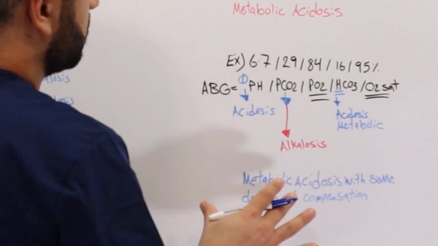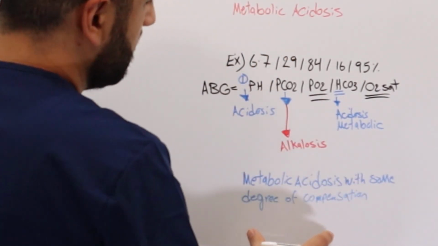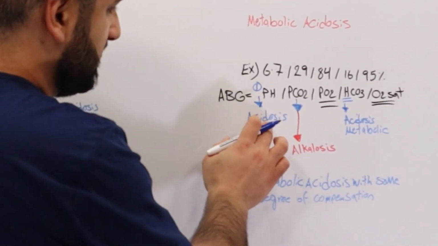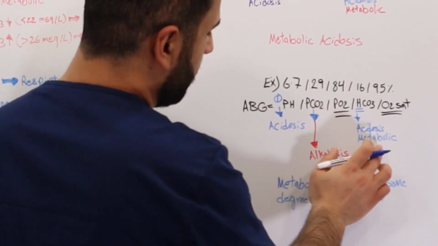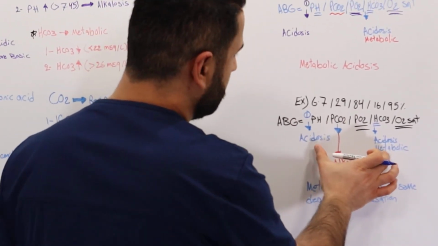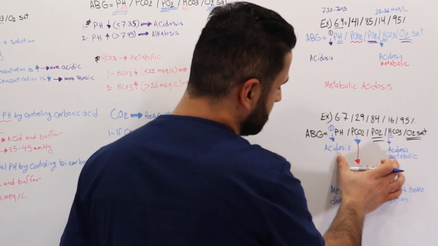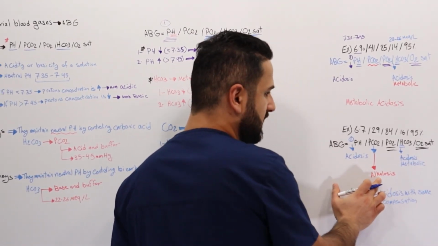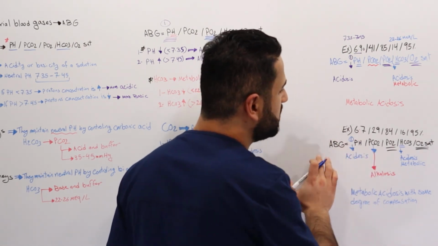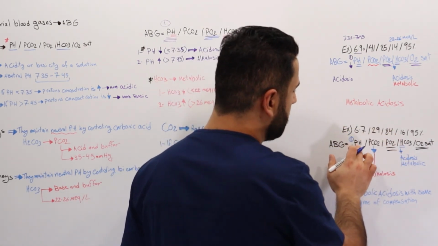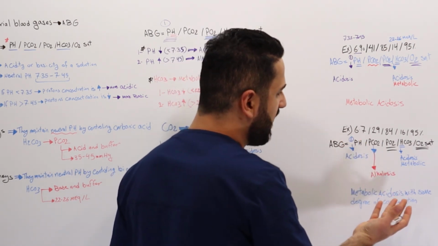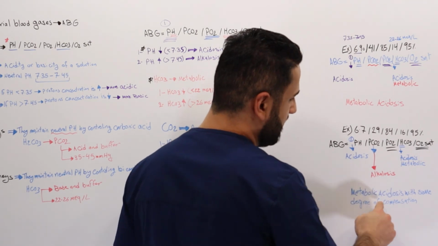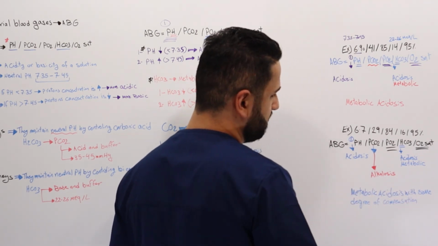So here what the lungs are trying to do is compensate for the acidosis. Because the pH is decreasing, with the bicarbonate and pH we have acidosis. The lungs are trying to compensate, going alkalosis, in order to shift the pH toward the neutral state, between 7.35 and 7.45. And this is the reason why I said with some degree of compensation.